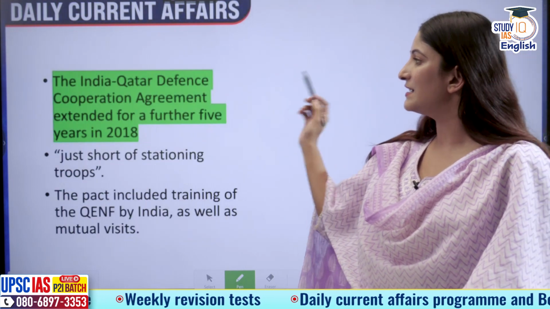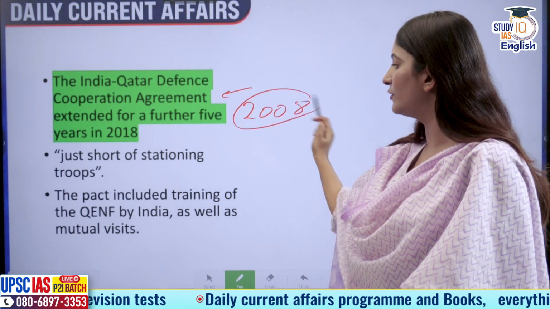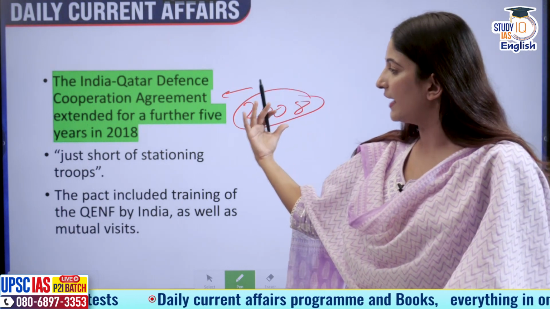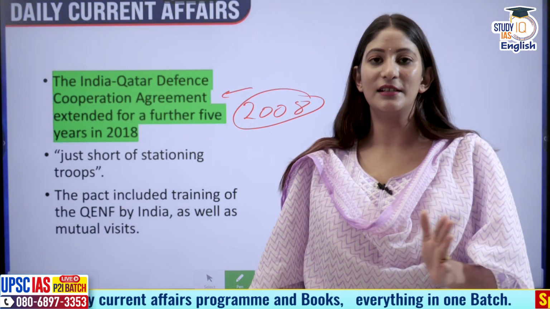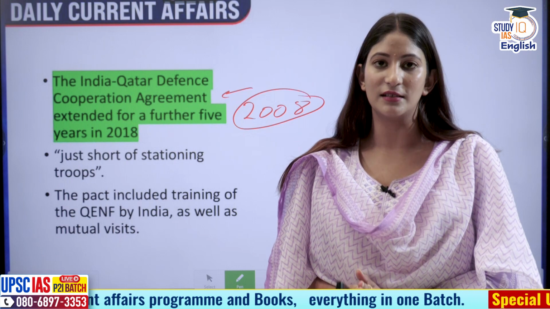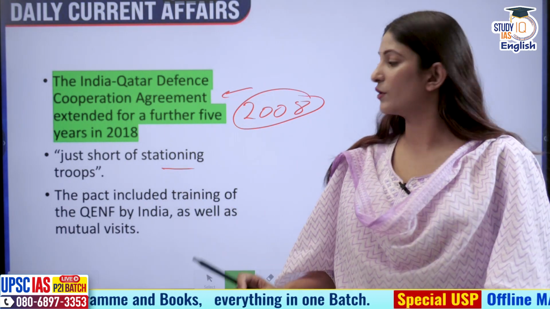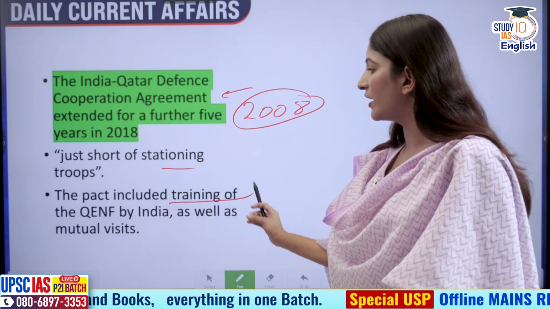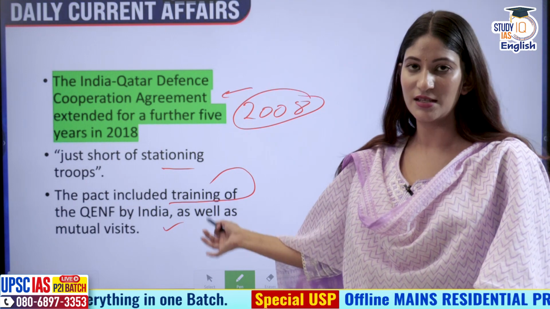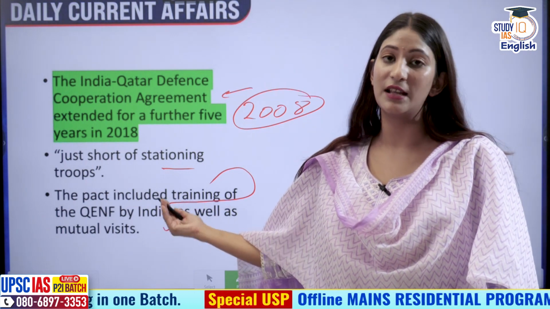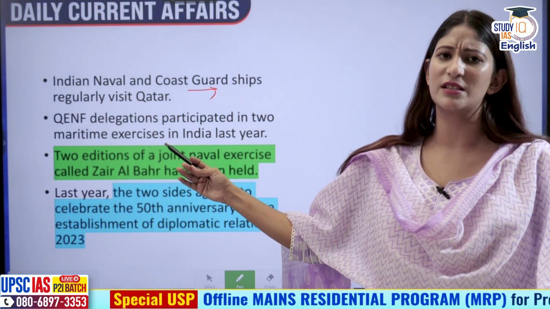Moving on. The India-Qatar Defence Cooperation Agreement was signed in 2008, extended in 2018 for a further 5 years. Analysts have said that the defence relationship that India and Qatar have is just short of stationing troops. It was so close. And the pact included the training of QENF, Qatar's naval force, by India as well as mutual visits. Indian Navy and Coast Guard ships regularly visit Qatar.